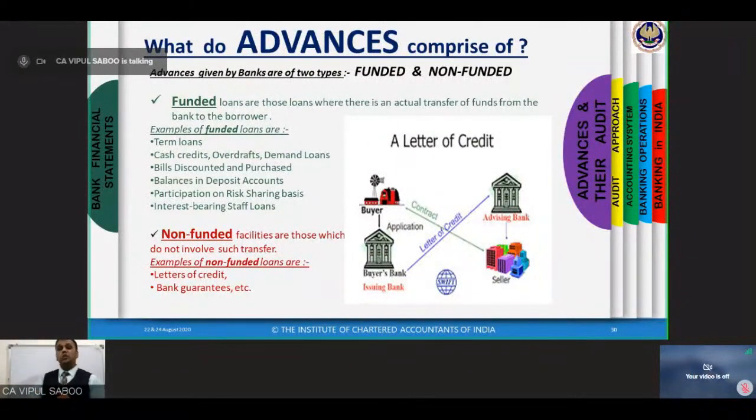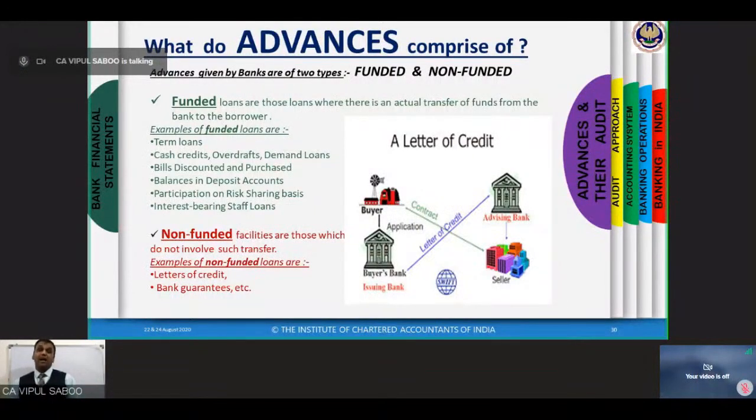I purchased a new car and I took a car loan. That is a term loan, because I took a loan for 5 years, or I took a loan for 7 years. So whatever loan I took from the bank, I borrowed money from the bank, I have to return that money evenly spread over a span of 7 years along with interest. That interest is the extra payment.